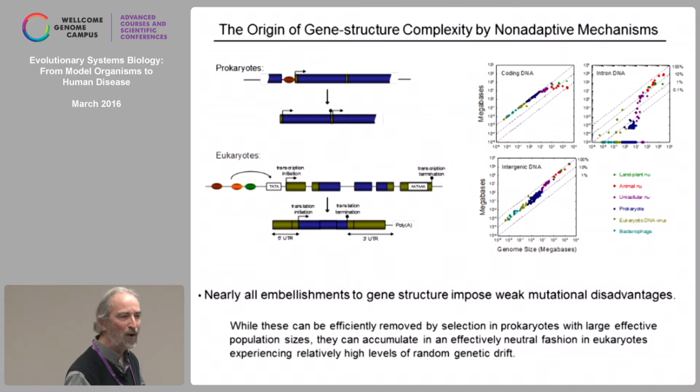And if you start translation in the wrong place, then 2/3 of the time you'll be out of frame and you'll have a defective allelic product. Introns, of course, are a problem because if you're going to have an intron, you have to splice that intron out at exactly a precise place, otherwise you'll have a downstream frame shift.